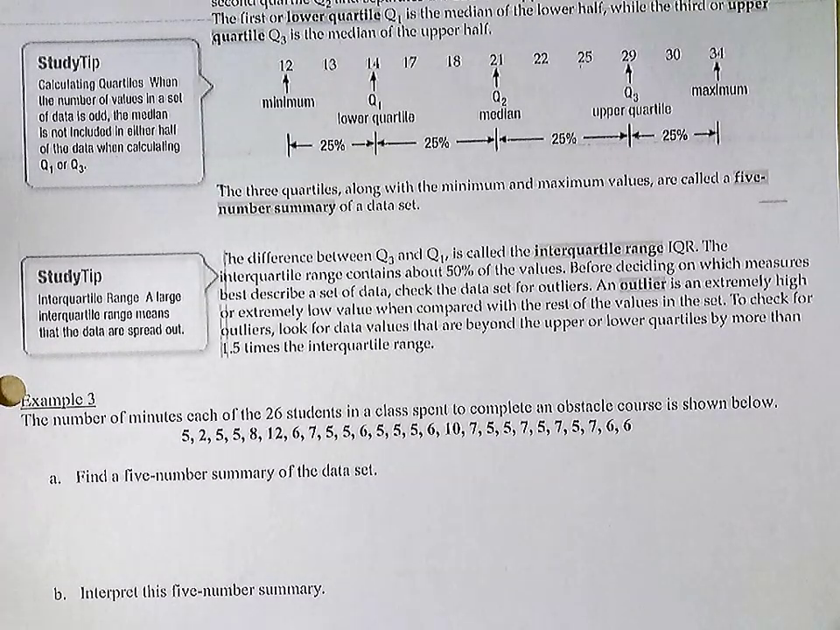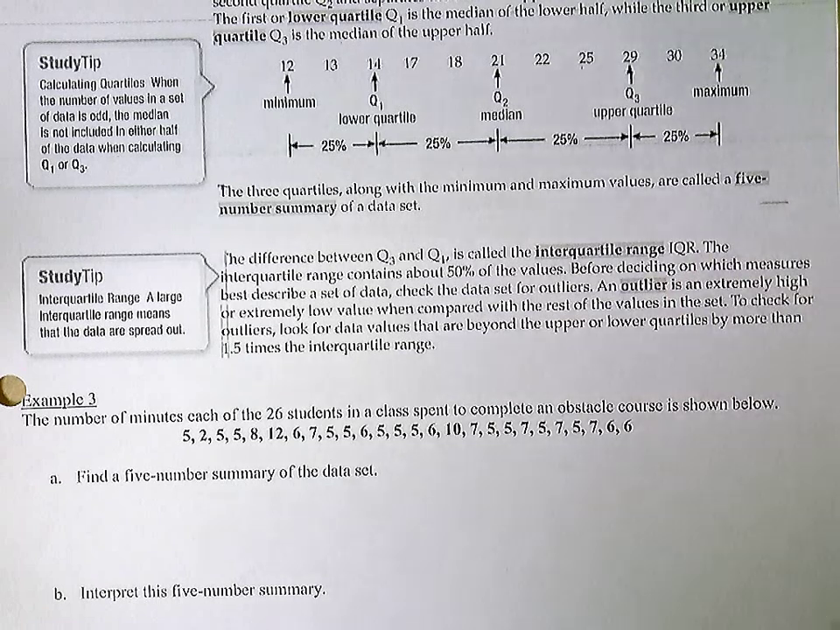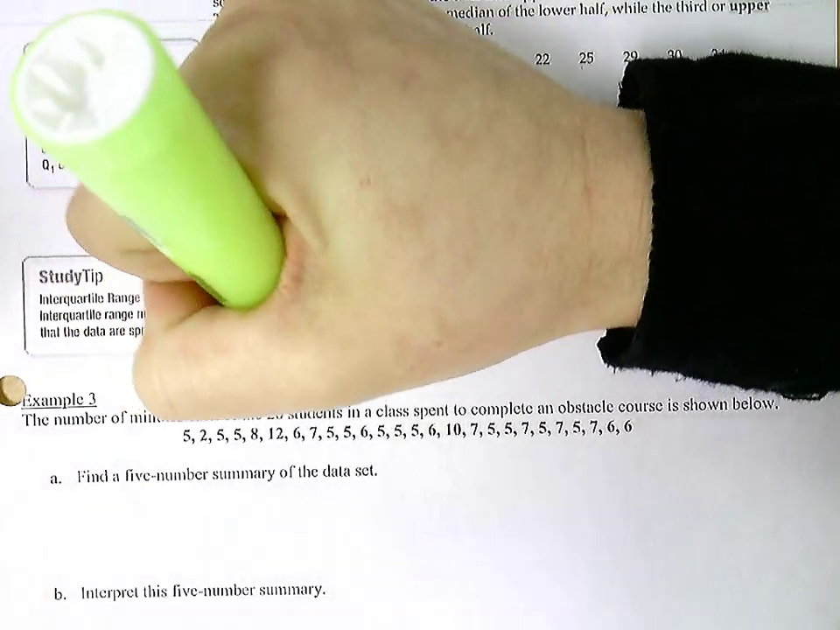The difference between quartile 3 and quartile 1 is called the interquartile range, or IQR. The interquartile range contains about 50% of the values. Before deciding on which measures best describe a data set, check the data set for outliers. An outlier is an extremely high or extremely low value when compared with the rest of the values in the data set. To check for outliers, look for data values that are beyond the upper or lower quartiles by more than 1.5 times the interquartile range.